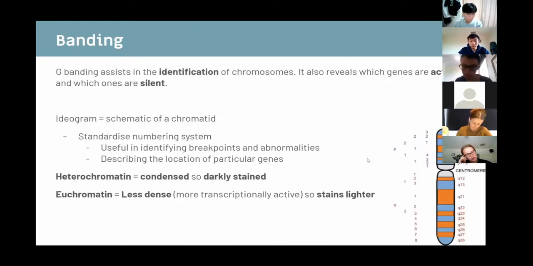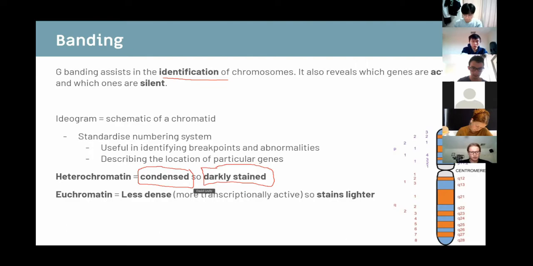Banding. This is called G-banding, and it assists in the identification of chromosomes, as well as revealing which genes are active, which are silent, and which genes are present. If a band is very darkly stained, that means the DNA is very tightly wound. It's difficult for the transcription factors to get to their appropriate sites to facilitate transcription of the DNA into RNA. So it is very condensed and it will stain dark. Euchromatin stains much lighter. It's more transcriptionally active. The transcription factors and enhancers can get to the sites more easily, and it is less dense.